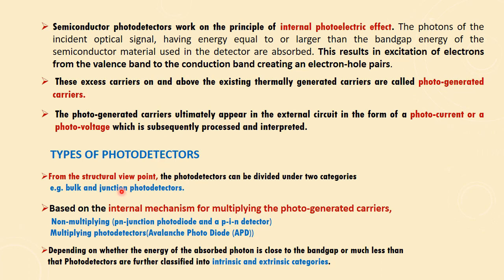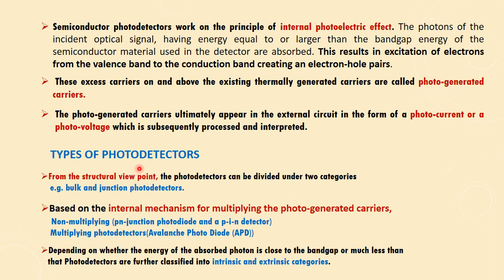So with these photo-generated carriers, when there is an external circuit, there will be a flow of current, which is called photocurrent. Due to these photo-generated carriers, there is a flow of current through the external circuit, called photocurrent, or we can call it photovoltage. Anyway, it is an electrical signal. Okay, so now the types of photodetectors.